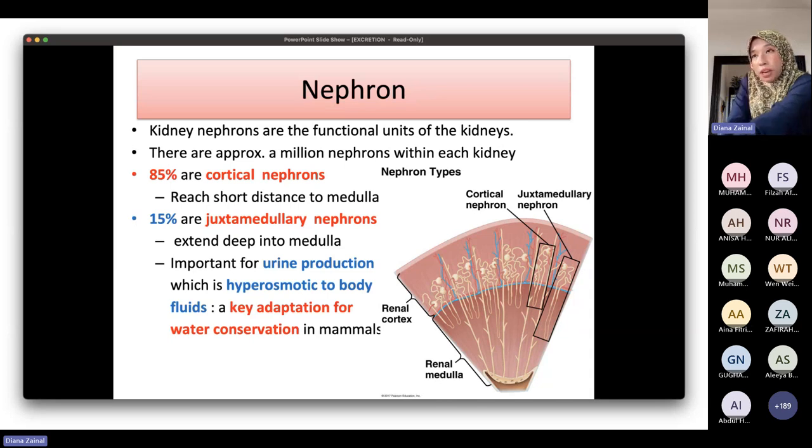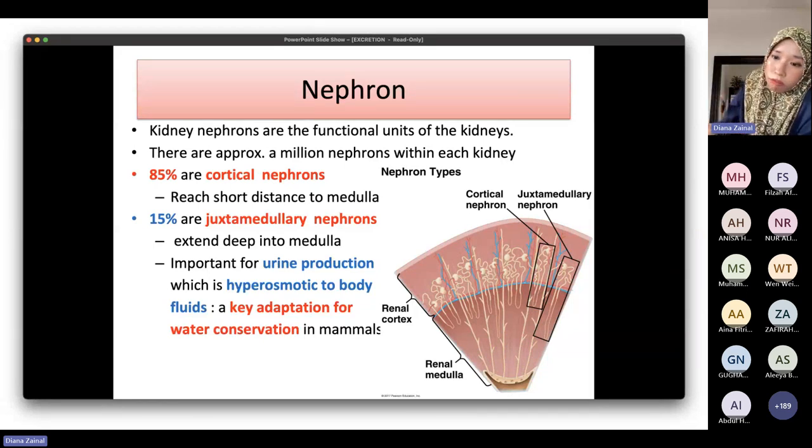So that means if you have a deeper juxtamedullary nephron over here, more water will be reabsorbed into your body. Because here, I'm sure you already learned during SPM, the water will diffuse out, right? Everything is going to be reabsorbed into your blood. So you can conserve more water.